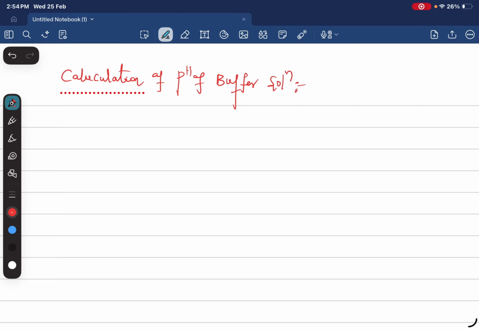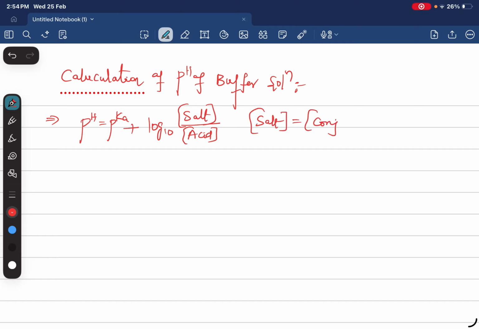So here we can directly write the formulas. pH equals pKa plus log of salt by acid. Here salt we can call the conjugate base. Generally CH3COO minus is considered the conjugate base for problem solving. That depends on the acid which they give.